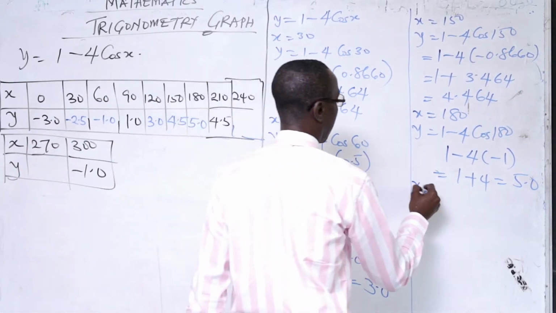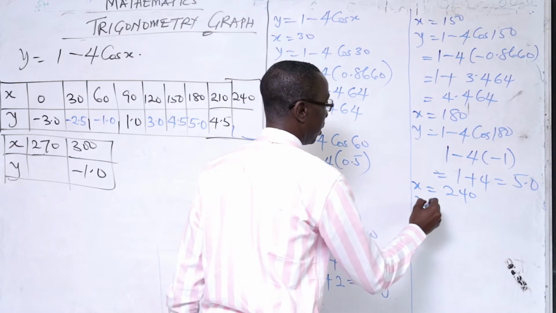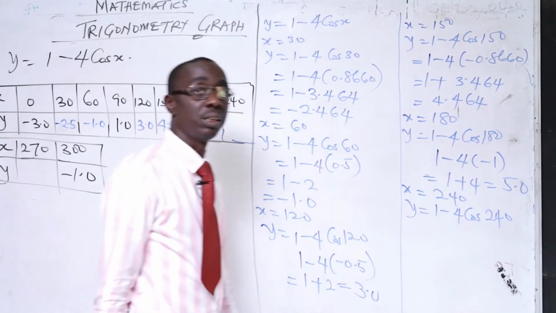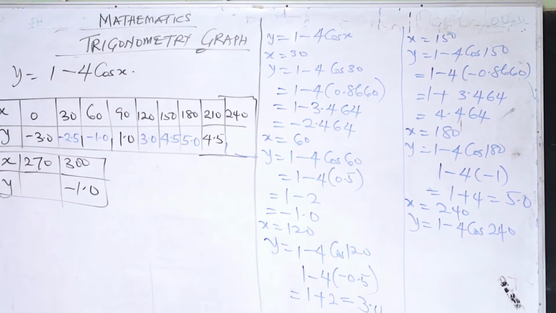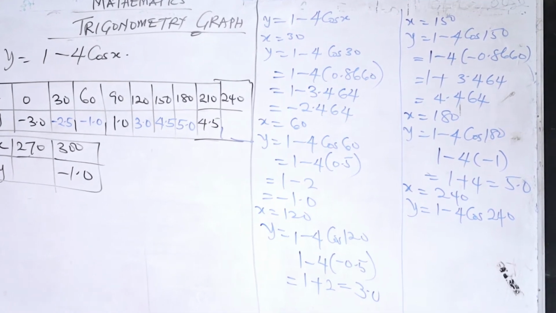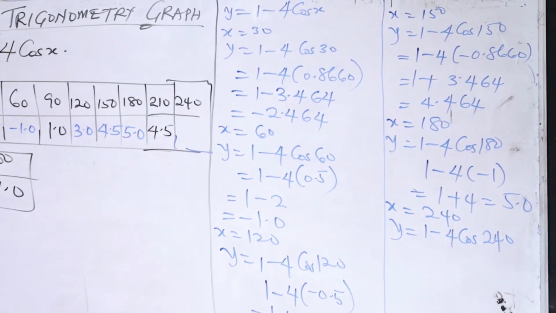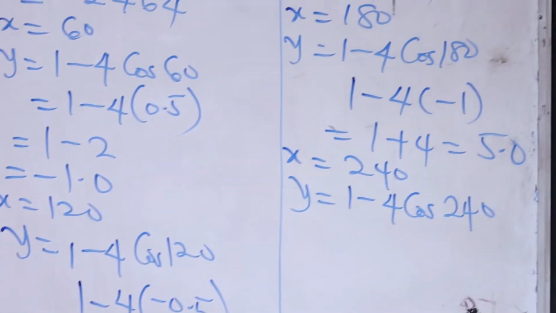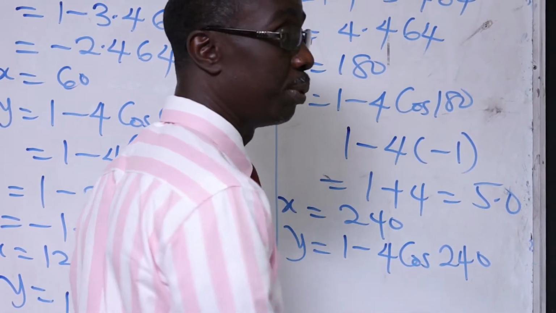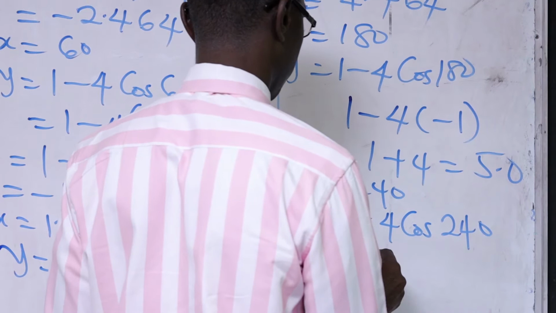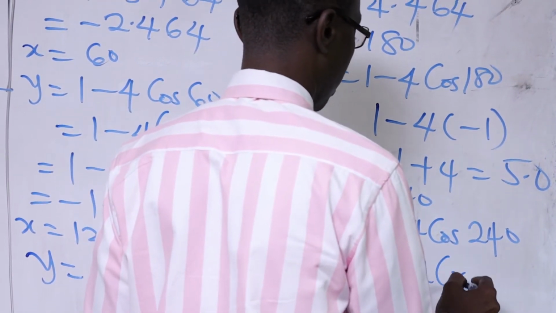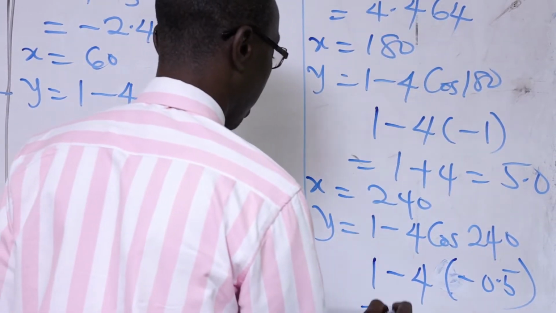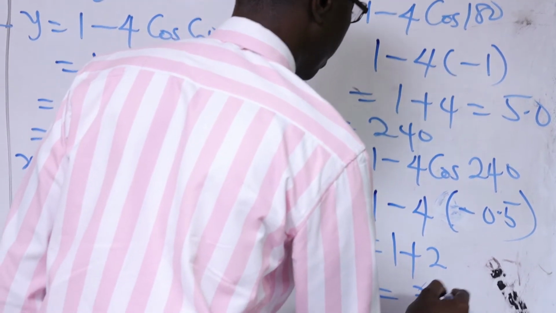240. When x is equal to 240, y should be equal to 1 minus 4 cos 240. Cos 240 will be theta minus 180, that's 240 minus 180. It will be in the third quadrant, where only tan is positive. So 240 minus 180, that's 60. So it should still be a negative value, yes or no? Yes. But it will be minus cos 60 now. 1 minus 4, that's minus 0.5. Is that confirmed? Yes, sir. That's 1 plus 2, and that's 3.0.